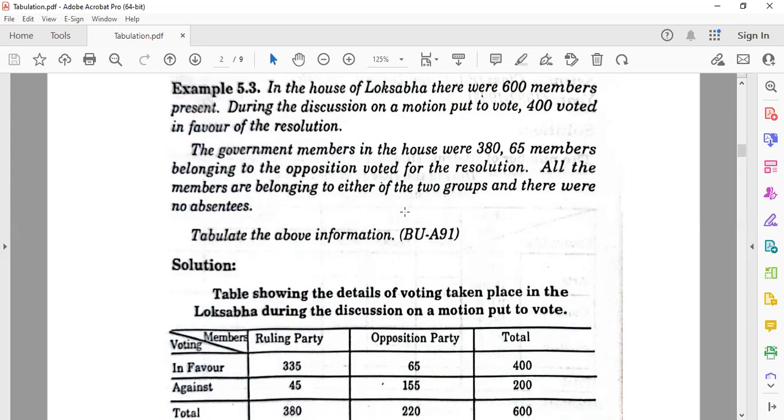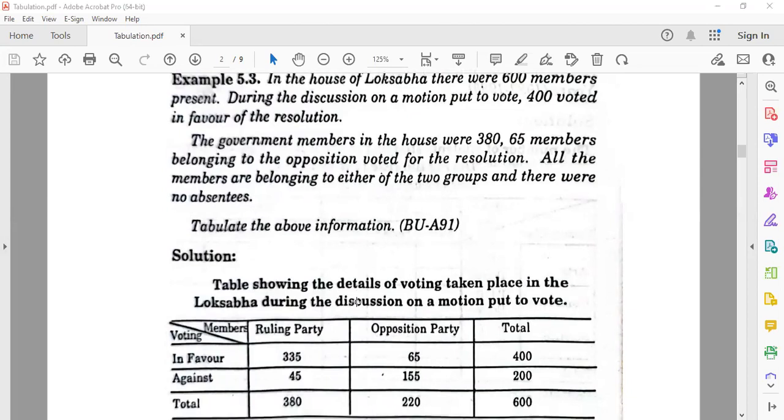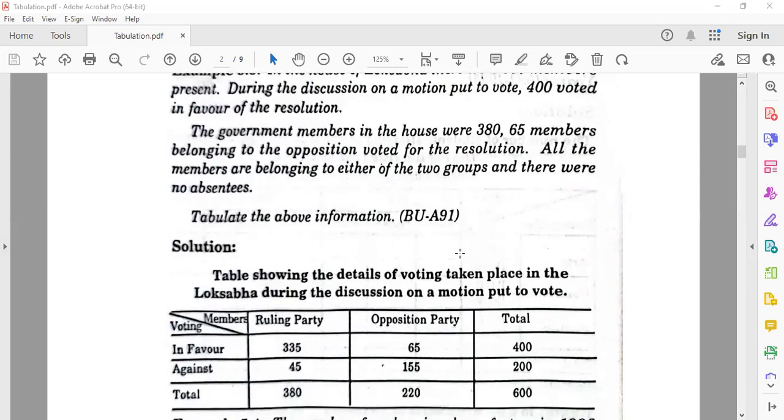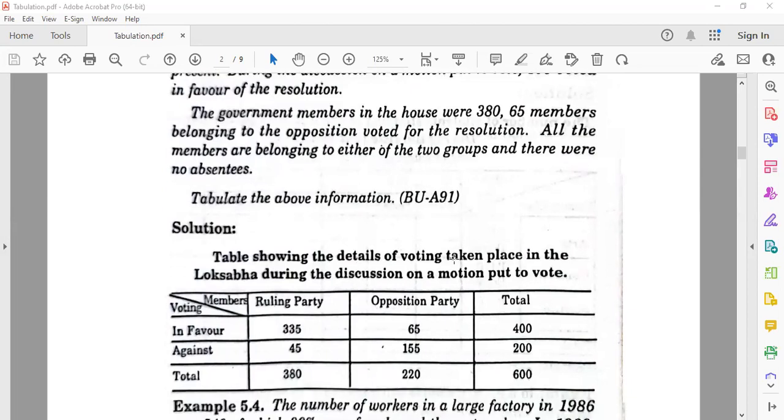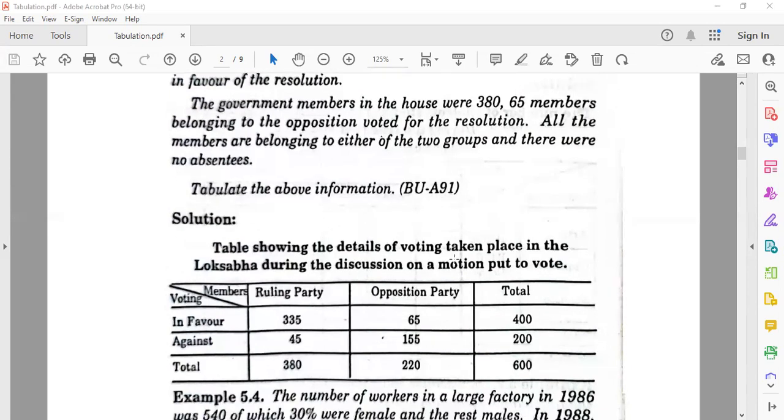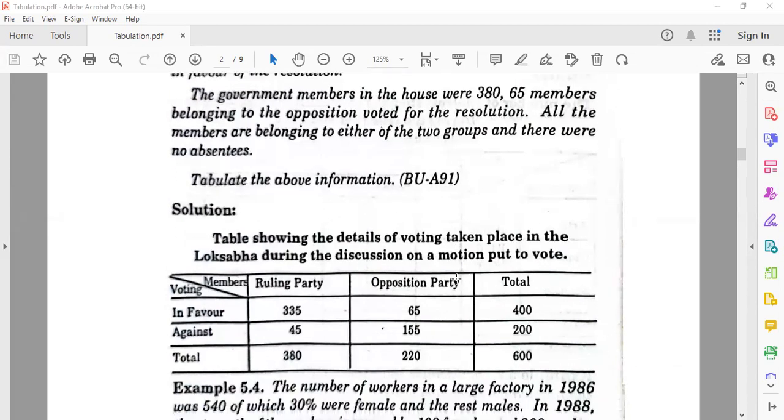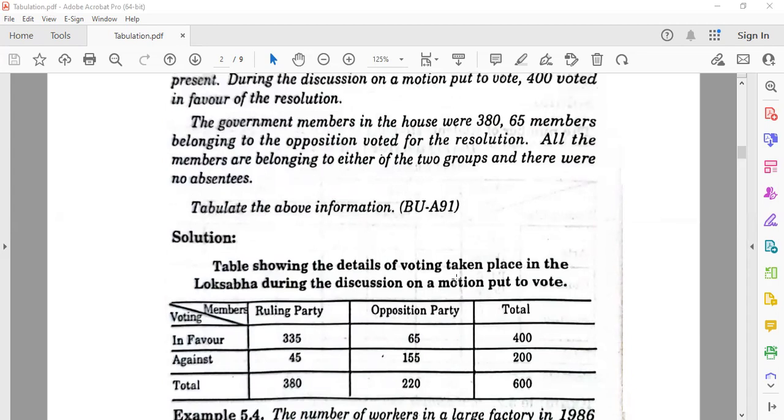Now, first of all, you should understand how the problem is given here. We know that in a Lok Sabha, there are totally 600 people. And you know that in any Lok Sabha, two types of parties will be there. One is the ruling party, which is nothing but the government party, and the non-ruling party is nothing but the opposition party. So, the total count of the ruling party plus opposition party put together should be 600. So this is what we have to understand.